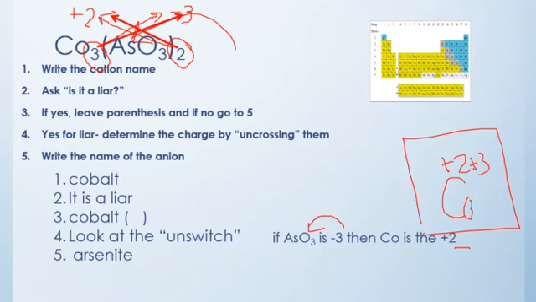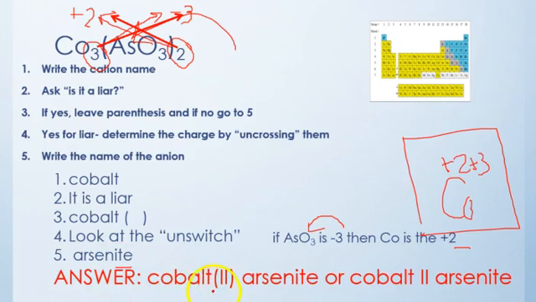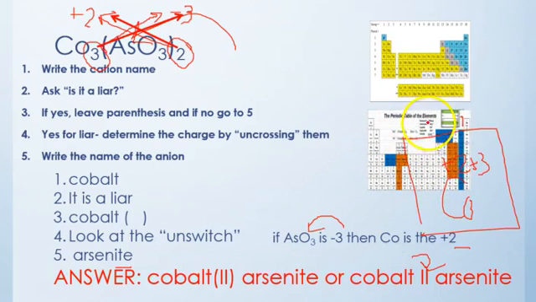So the last name to this AsO3 is arsenite. So my name is cobalt, Roman numeral 2, arsenite. And the parentheses are optional. I do not have to have the parentheses on that element when I write the formula. So when it was off the polyatomic chart, that's where I went to look what its charge was. Actually, if you're in honors chemistry, you've memorized that.